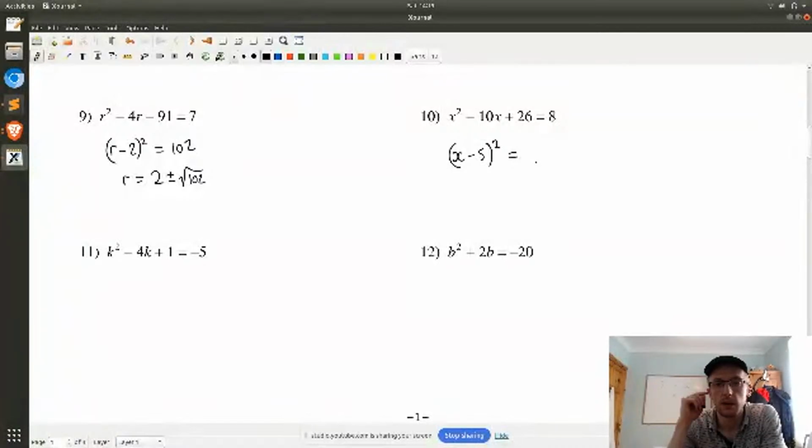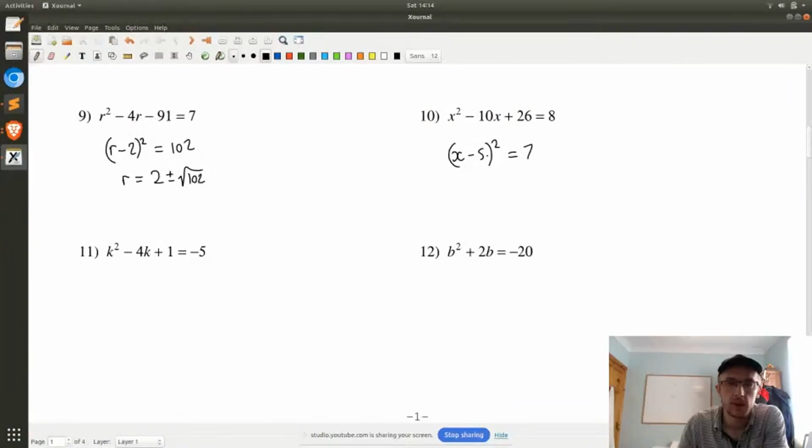Okay, take 26 from 8. So negative 18. And then we have 25, negative 18. And we've got to add 25 onto that, so 7. So x is 5 plus or minus root 7.